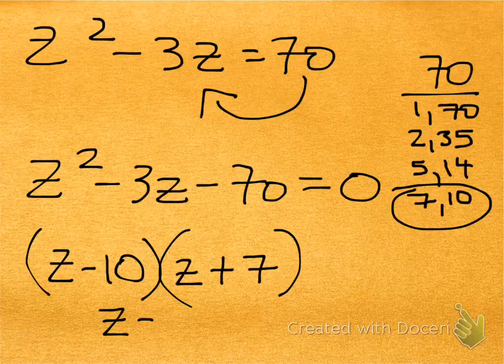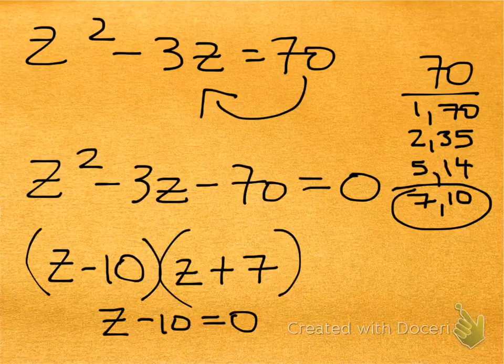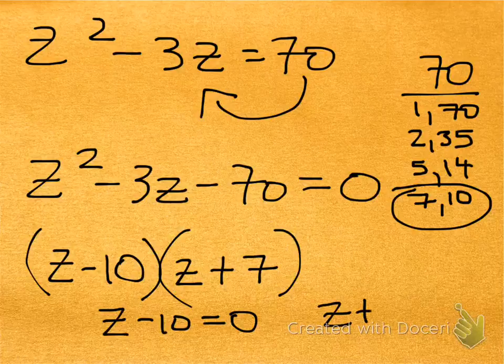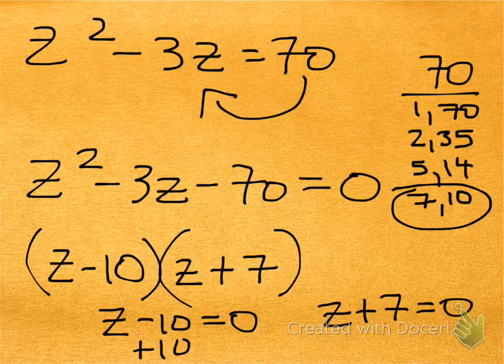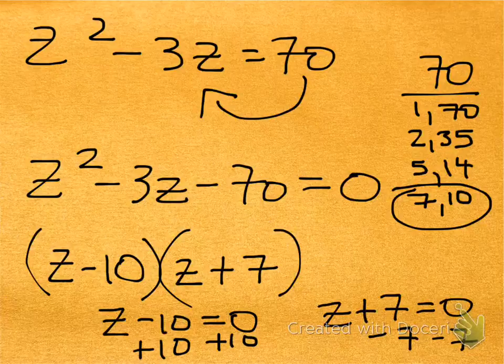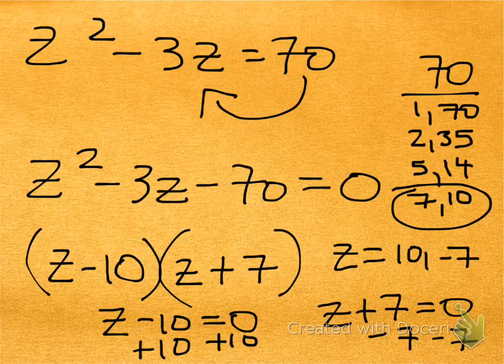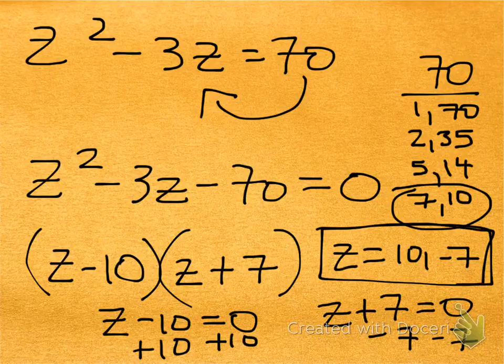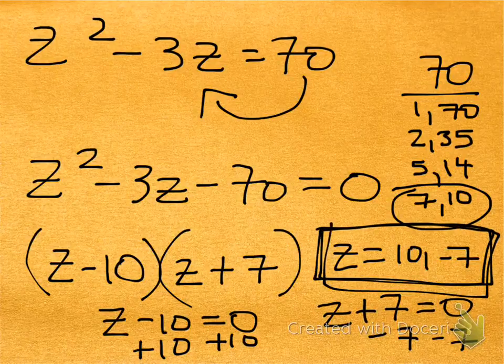So we need to solve by putting each group equal to 0. So our answer is going to be positive 10 and negative 7. So z equals 10 and negative 7. So this would be our final answer, where we are asked to solve.